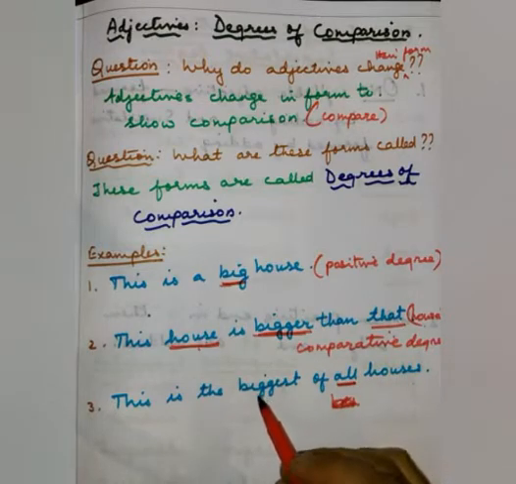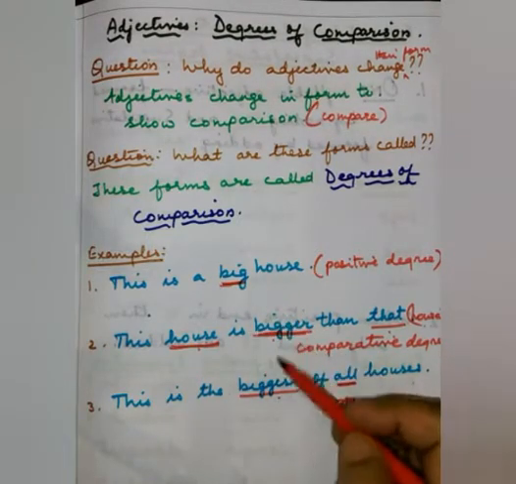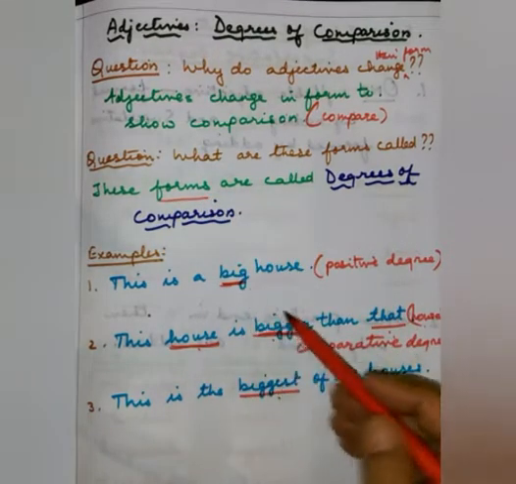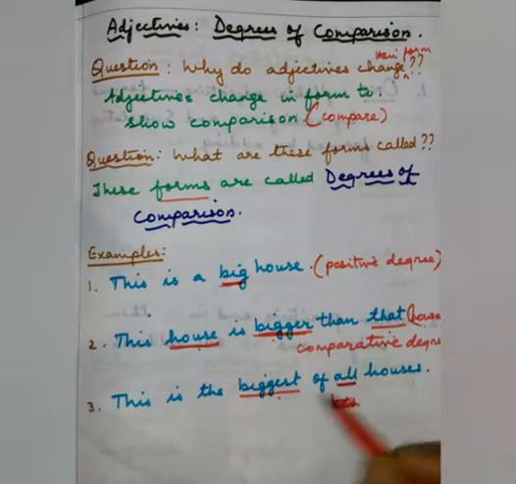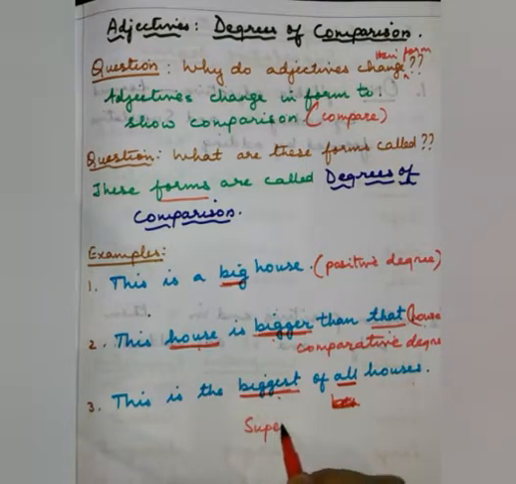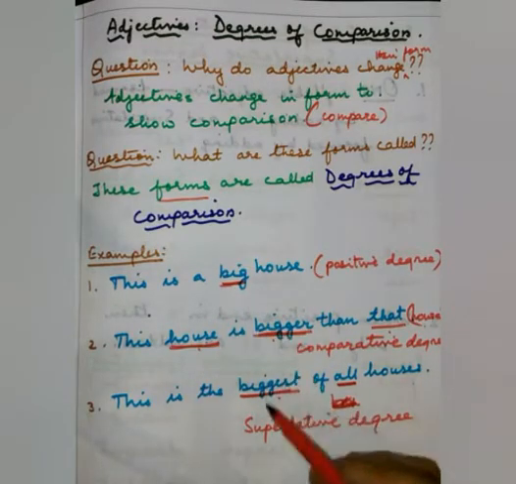What is the adjective here? The adjective is biggest. All these three are adjectives, but they are of different forms. Big becomes bigger and bigger becomes biggest. Now this is the biggest of all houses. This is what degree? I am sure you know it. I am sure you are saying it with me. This is superlative degree. This biggest is superlative. Superlative means the highest.